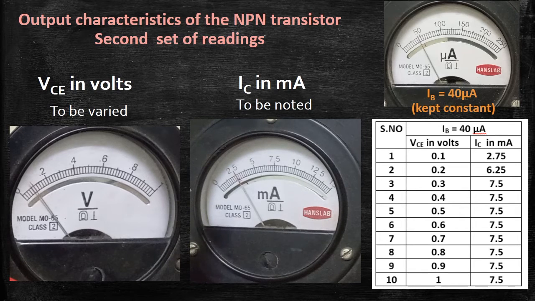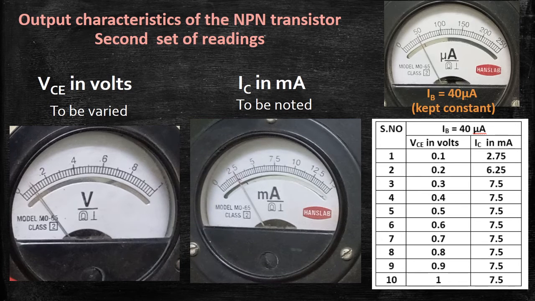Now the IC value is how much? It is coinciding with the 11th division. 11 into 0.25, 2.75. Are you clear? 2.75 is the IC value.